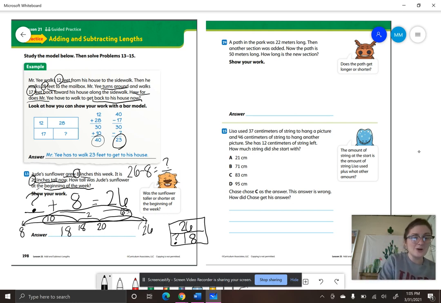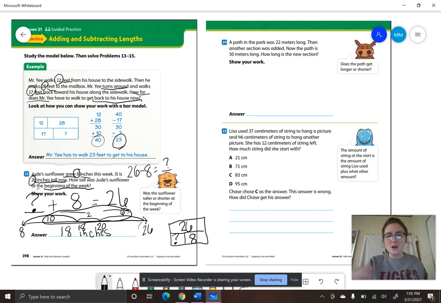So how tall was the flower at the beginning of the week? 18 inches. Do not forget to label. Also, what strategy did you use? Did you subtract? Did you use an open number line? Or were you able to solve it mentally? All right, let's go to 14.